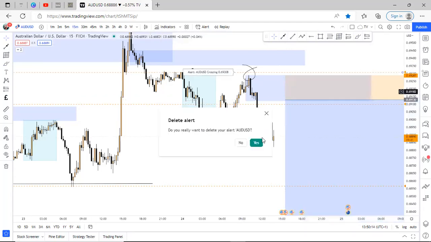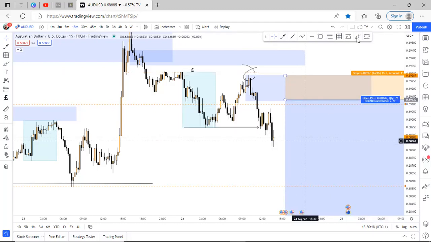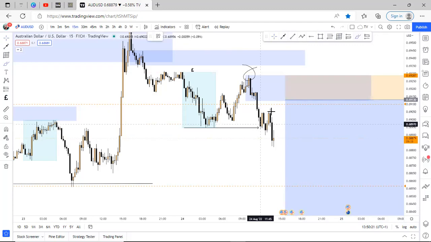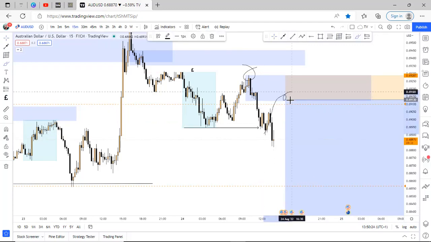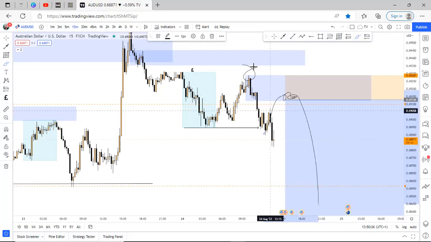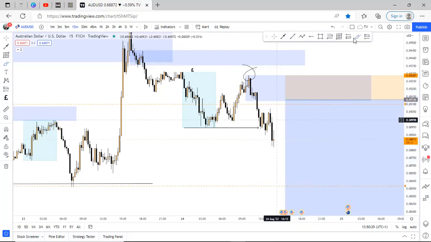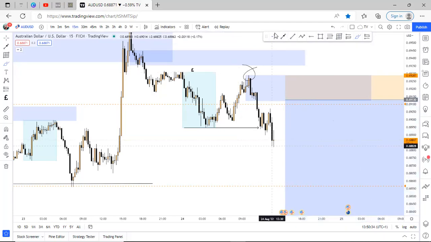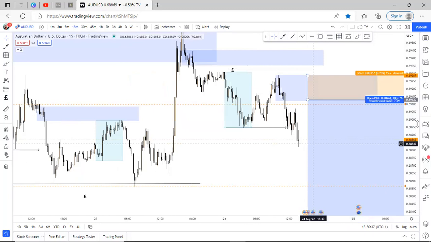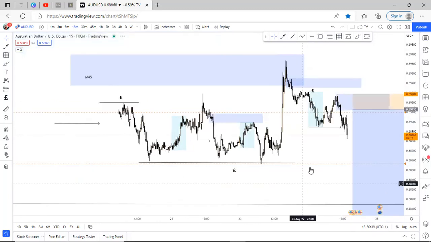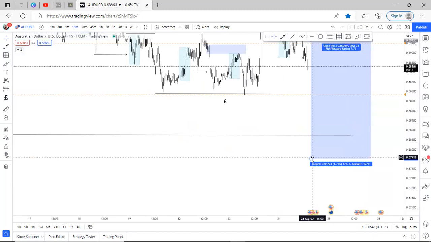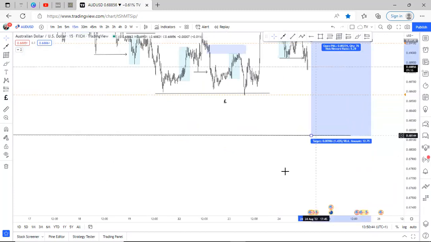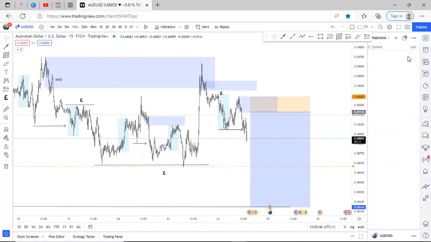I can take this out now. My alert for this is set already, so I'll be expecting. So at this point, price came but didn't get into this zone. Okay, so I'm still expecting price to return back to this level before going short again on AUD USD. Okay, so that's all on AU. So moving now to the next pair, AJ, or GBP JPY.